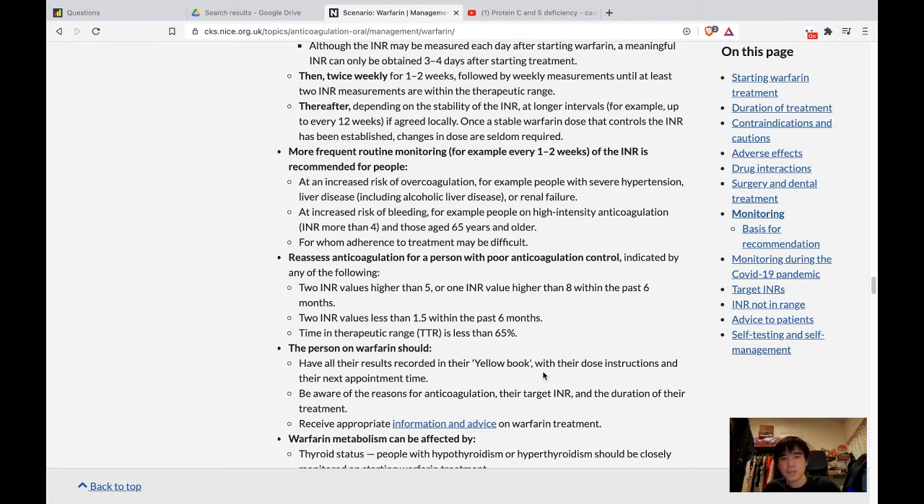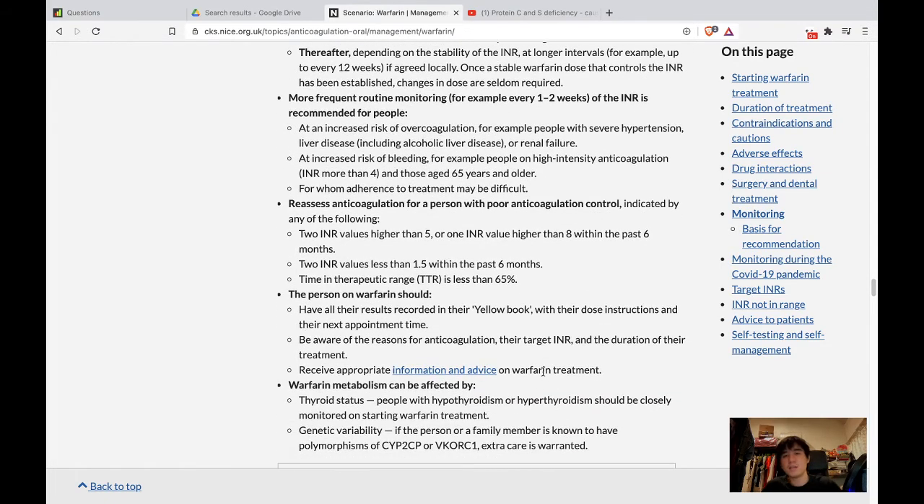People at increased risk of bleeding, for example, people with high intensity anticoagulation, INR more than 4, and those aged 65 years and older, for whom adherence to treatment may be difficult. Reassess anticoagulation for a person with poor anticoagulation control indicated by any of the following: 2 INR values higher than 5 or 1 INR value higher than 8 within the past 6 months, 2 INR values less than 1.5 within the past 6 months, or the time in therapeutic range is less than 65%.